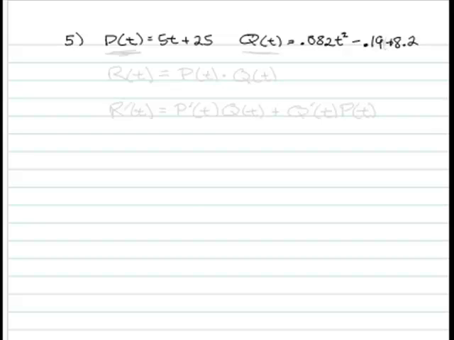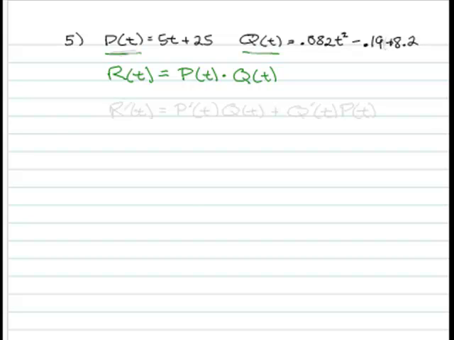Okay, last one we're going to look at is a revenue problem. You're given the price of oil in dollars per barrel and the quantity of oil in millions of barrels per day. And so if we want to find the daily oil revenue, we'll call it R of t. It will just be the product of these two functions. So take P of t and multiply it with Q of t. And that'll be your answer for the revenue.